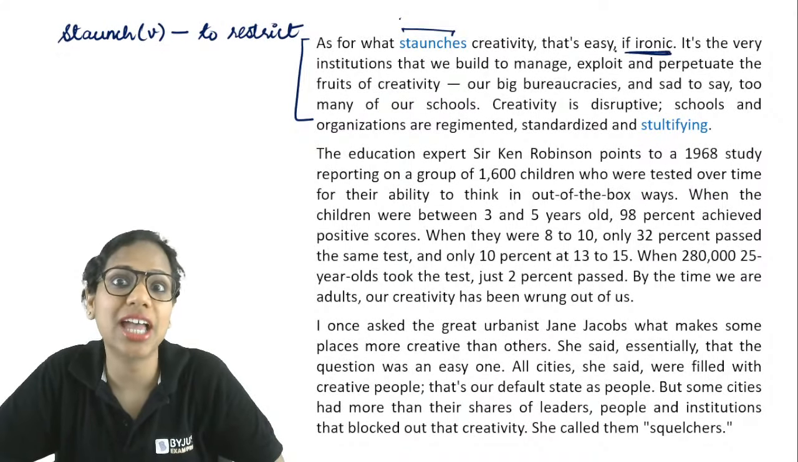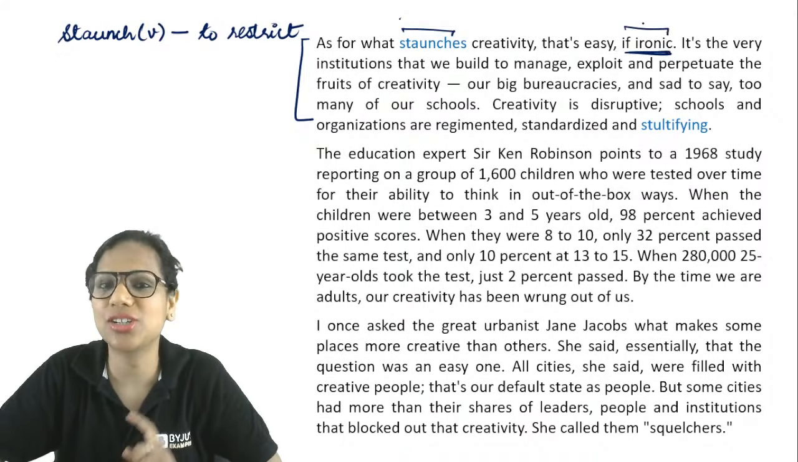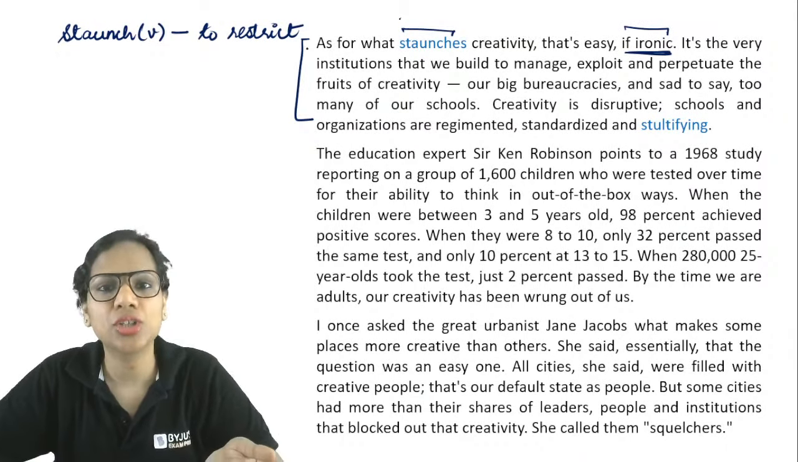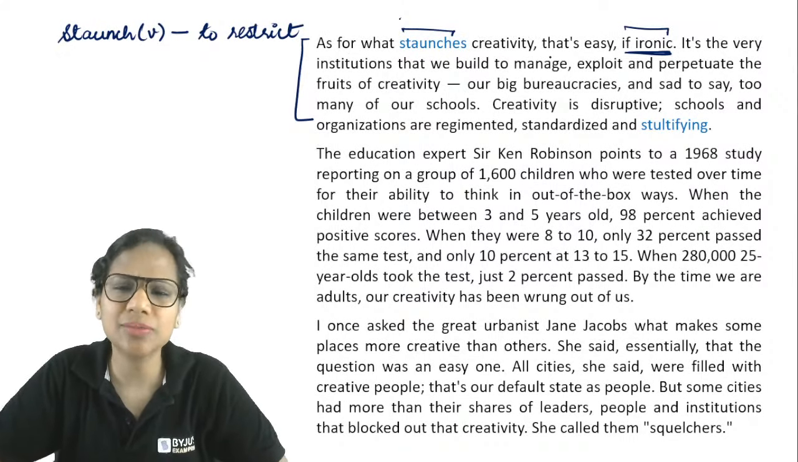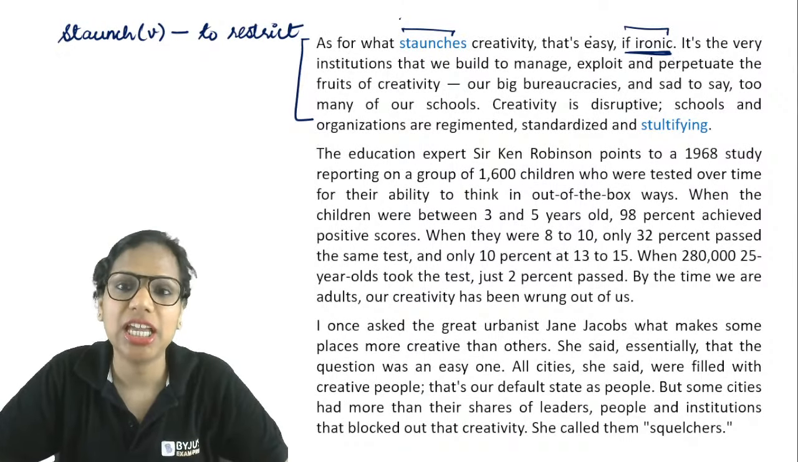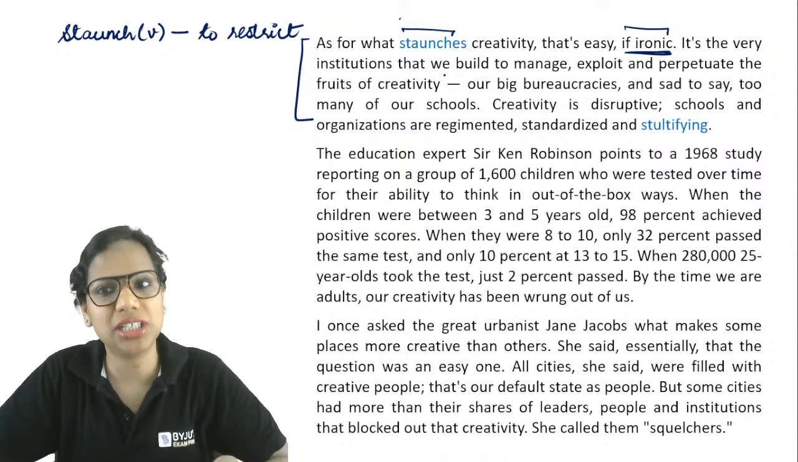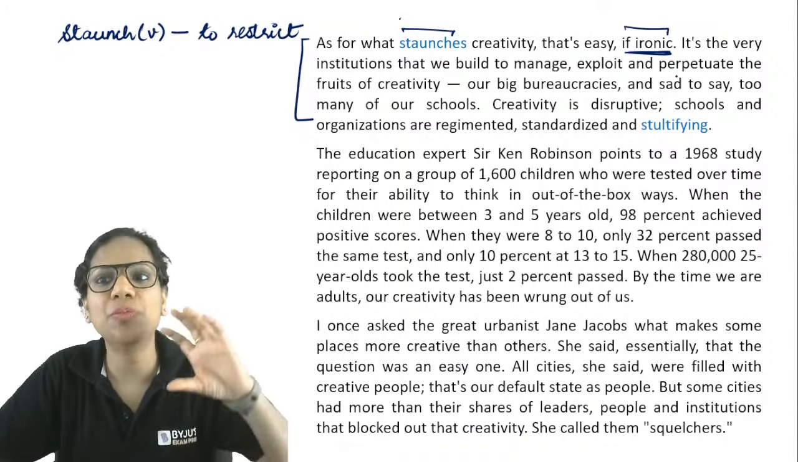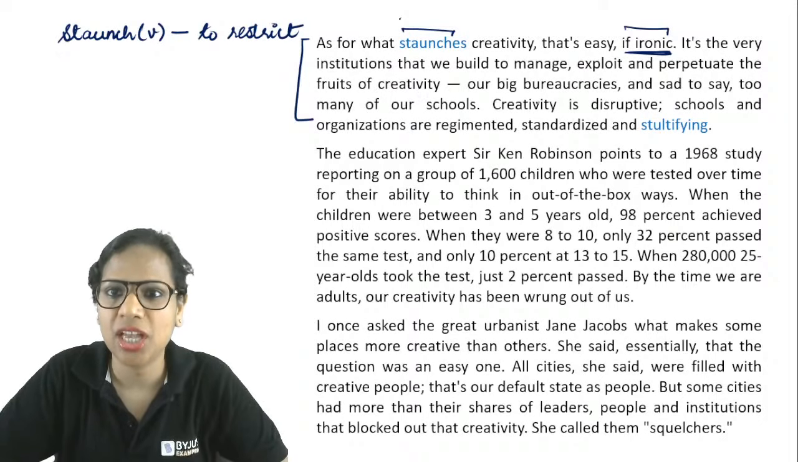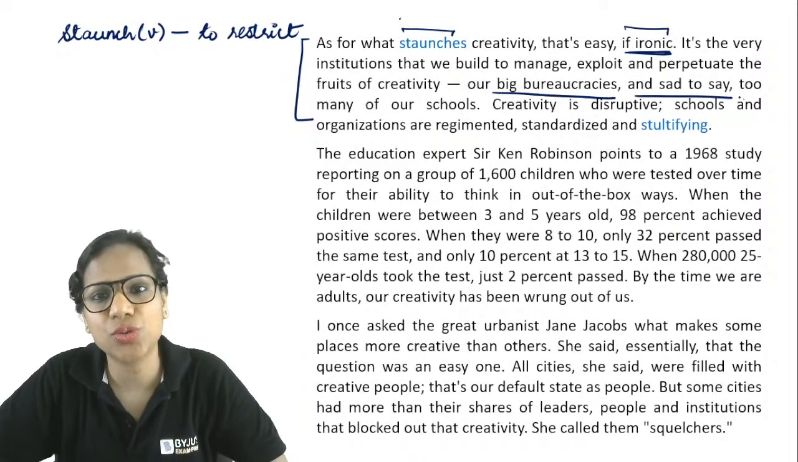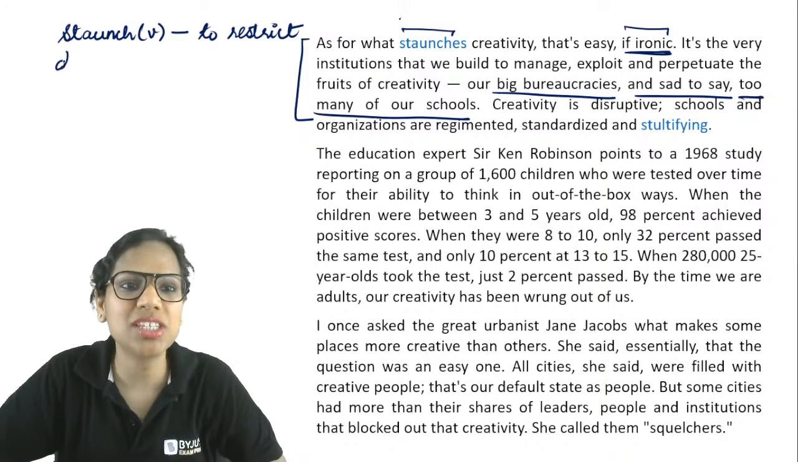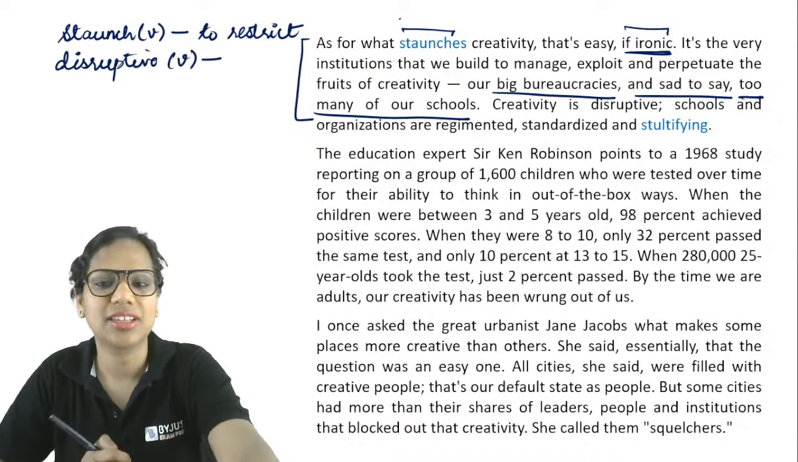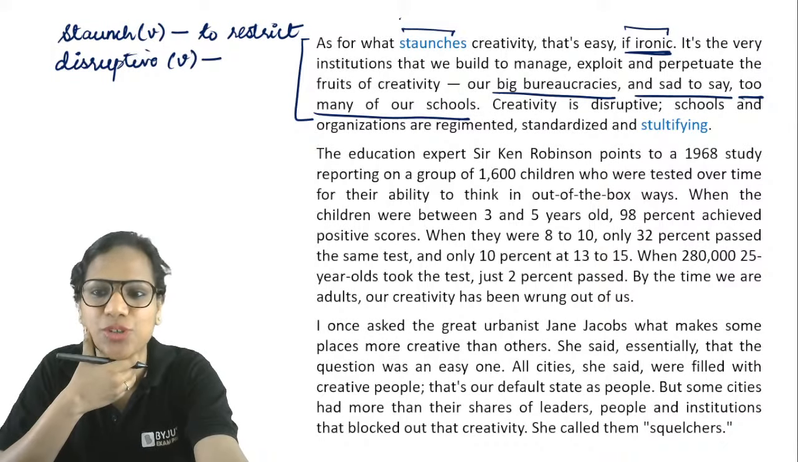So the author thinks that it's ironic. There is a question based on this later on, so I'll not explain the meaning here. You have to infer the meaning from this paragraph. So, as for what restricts creativity, that's easy if ironic. It's the very institutions that we build to manage, exploit, and perpetuate the fruits of creativity. Our big bureaucracies, and sad to say, too many of our schools. Creativity is disruptive. What is disruptive? A disruptive technology. Yes, creativity is disruptive. Good, Anirban.